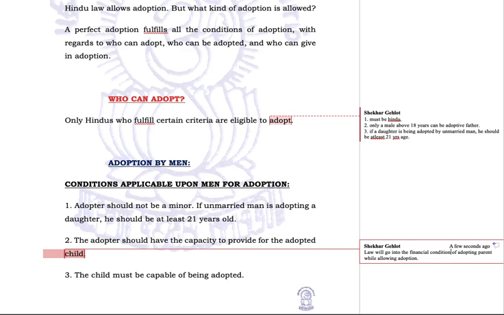If you are in such a condition that you are not able to maintain yourself, then how would you maintain a child? So the law will not give a right to adoption to someone who does not have financial capacity.